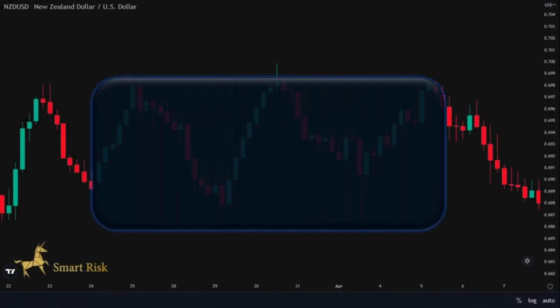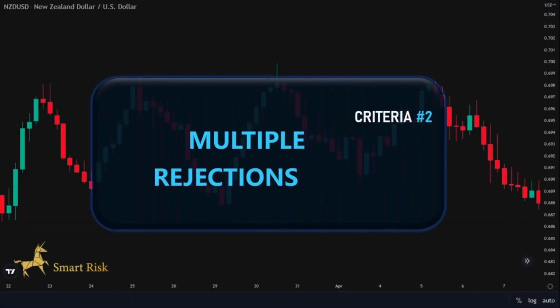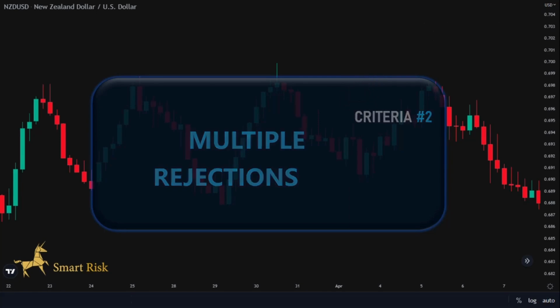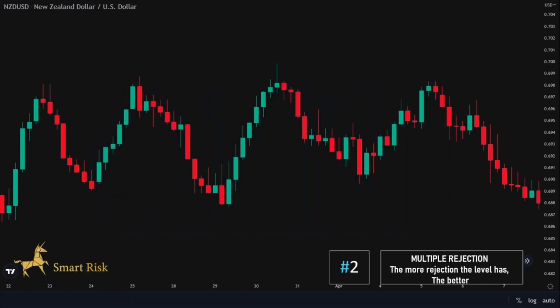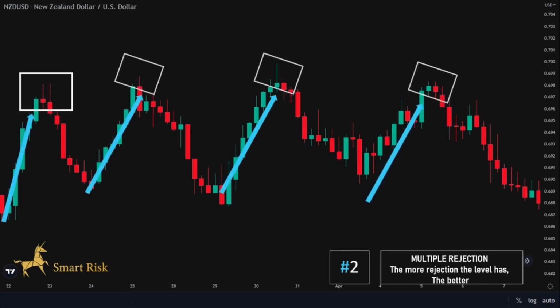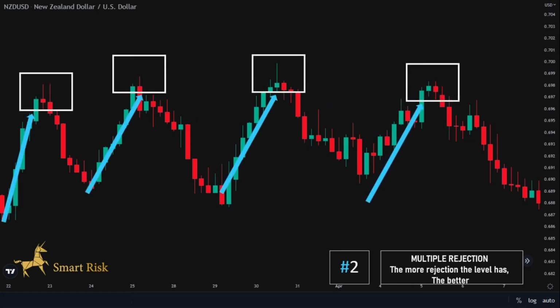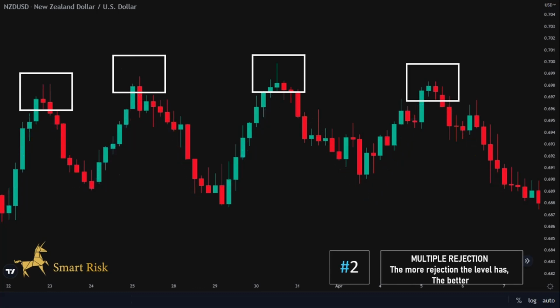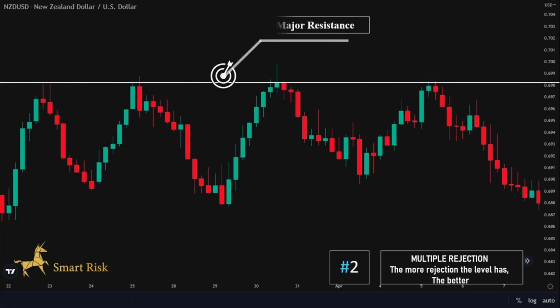Now, our second criteria which qualifies a level of support and resistance is multiple rejections. The more rejections a level has, the better. As you can see, price went up to this area four times at different periods, and each time price got there, it reversed immediately, giving us 4 rejections and a level of resistance. So we highlight it as a resistance level.